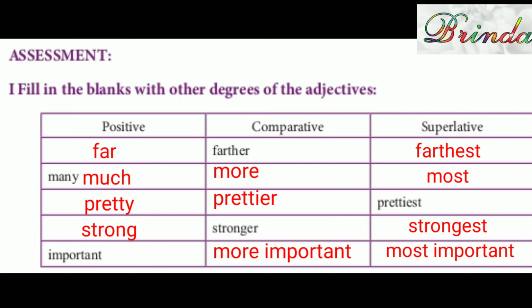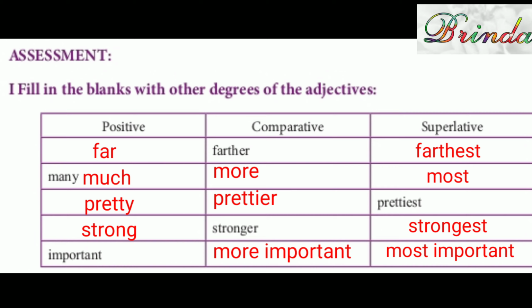Okay, now moving on to assessment, children. Fill in the blanks with other degrees of adjectives. Positive, comparative, superlative. Far, farther, farthest. And much or many, both can be in the positive degree. Much, more, most. Pretty, prettier, prettiest. Strong, stronger, strongest. Important, more important, most important.